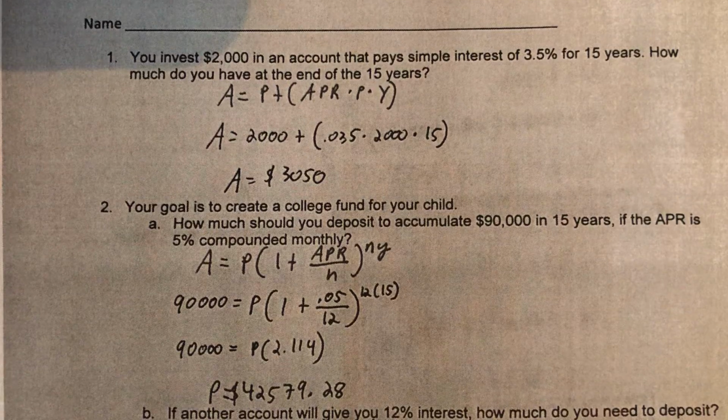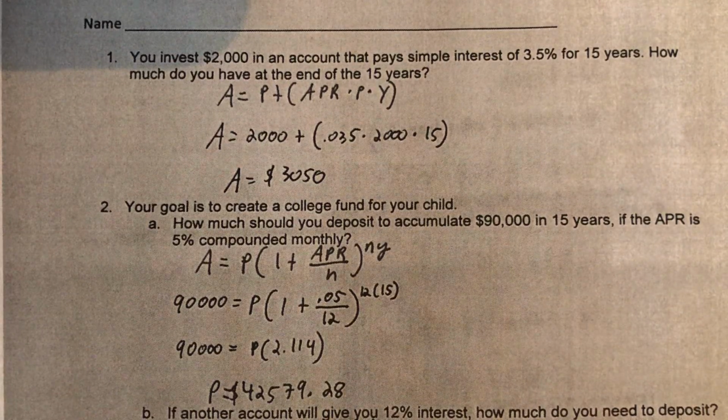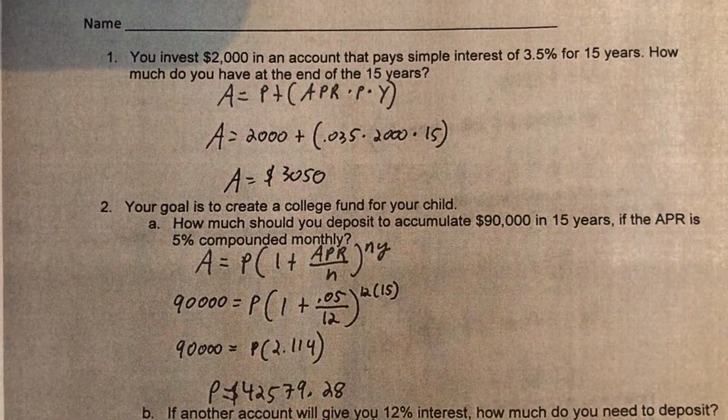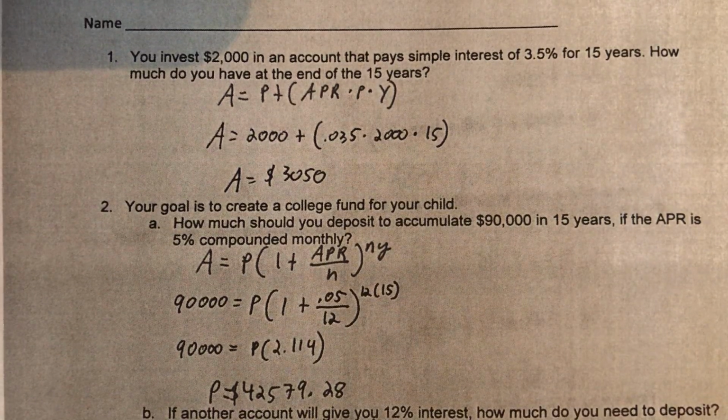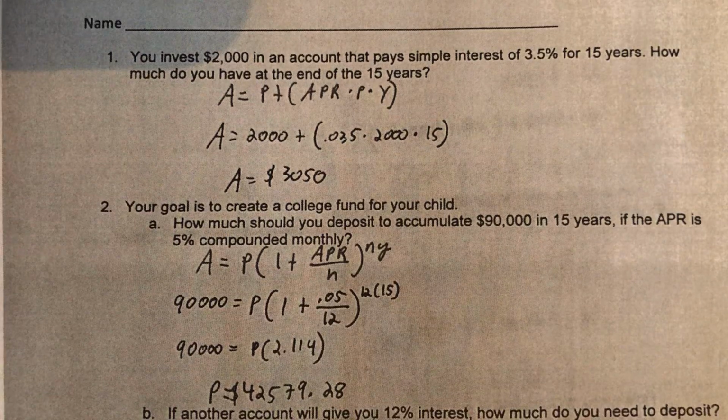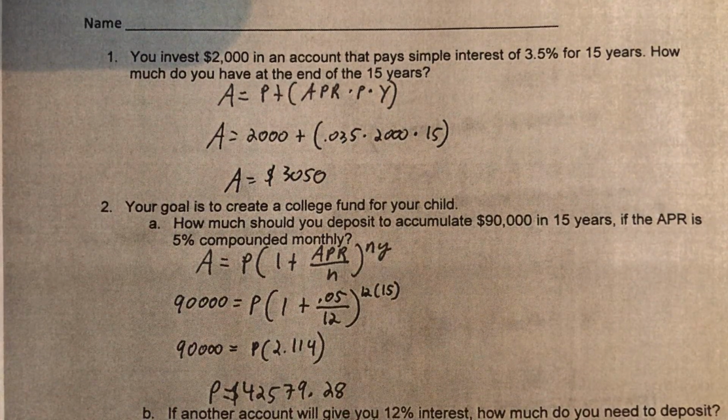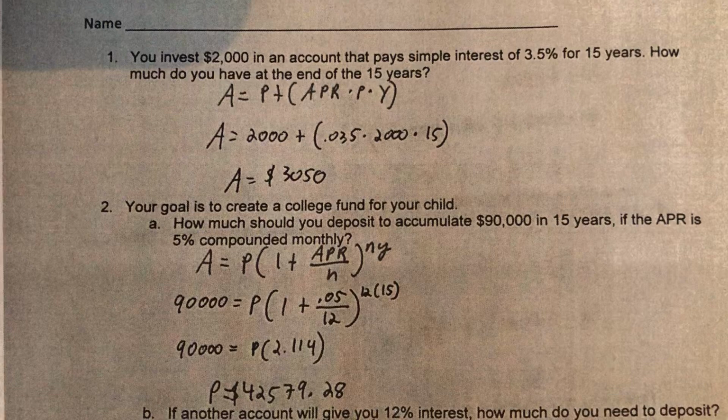All right, so question number one, we've got $2,000. We're going to put it in an account. We're getting 3.5% interest. We are going to leave it there for 15 years. So this is just a simple interest deposit, leave it, not touch it again.